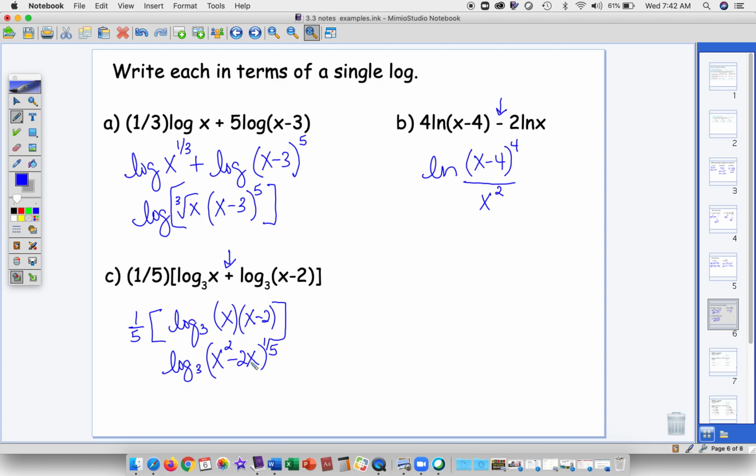And then finally, I'm going to change this rational exponent back to the root. So it's log base 3 of the 5th root of x squared minus 2x. And now I can drop the parentheses because the root symbol is a grouping symbol on its own. So I don't need parentheses under the radical symbol.